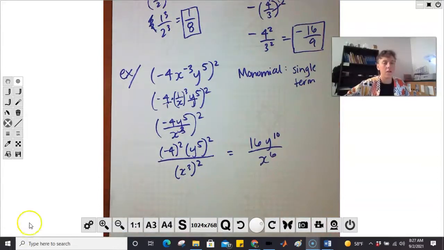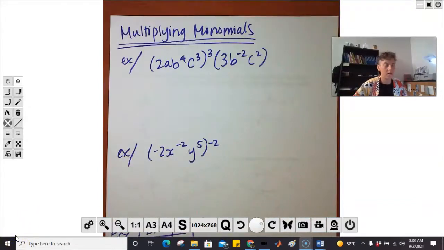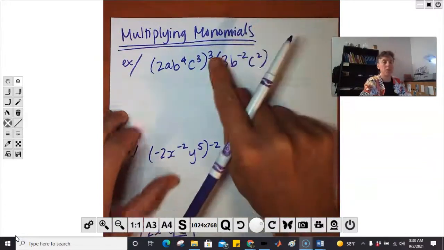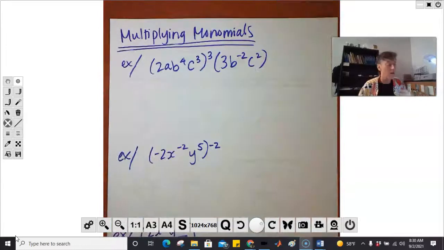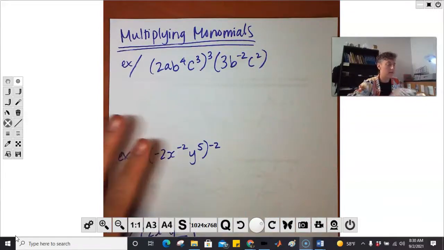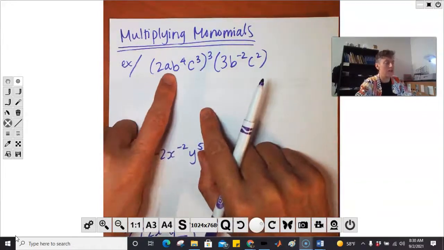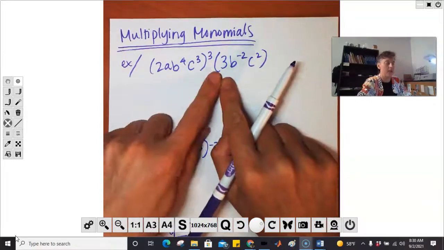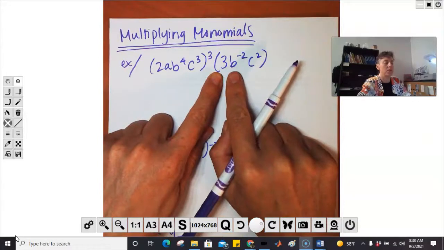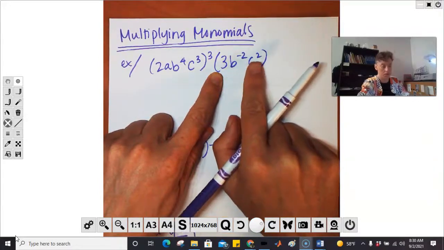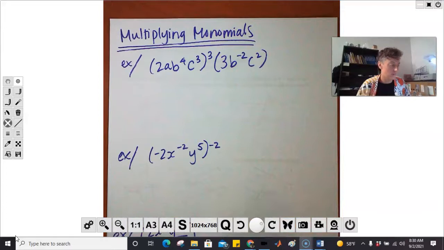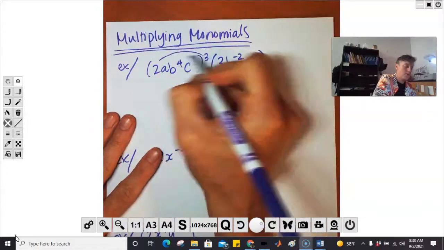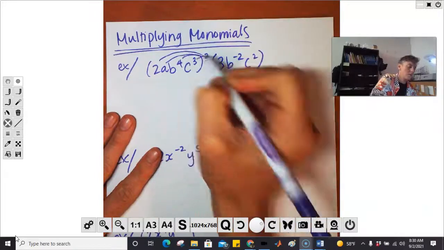Great. All right. Our last thing I want to talk about is multiplying monomials. Multiplying single term things using all of our exponent rules. All right, so we've got 2ab to the 4th, c to the 3rd, all of that cubed, and times 3b to the negative 2c squared. Okay, cool. So let's take this first one. Let's distribute our cubed to all of these parts.